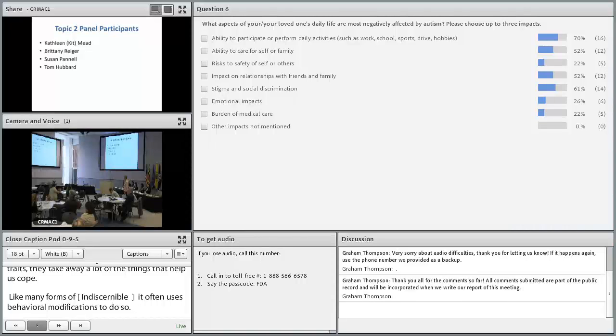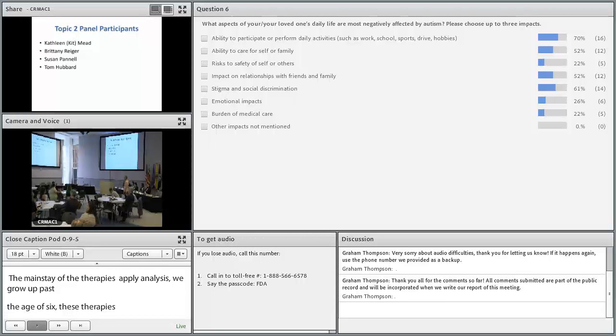The mainstay of these therapies, applied behavioral analysis, only has any effectiveness, if any, before the age of 6. And we grow up past the age of 6. Surprisingly enough, apparently. And these therapies are more likely to use aversives, which are things like sensory and physical punishment, and even contingent electric shock.